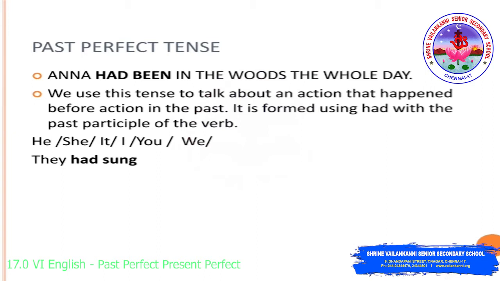Okay. Now, for all the subjects, we use had. There is no change in that. He had sung. She had sung. It had sung. I had sung. You had sung. We had sung. They had sung. Okay, there is no change in that. Okay, we use only had for past perfect tense.